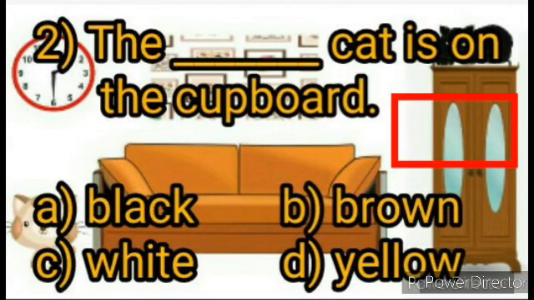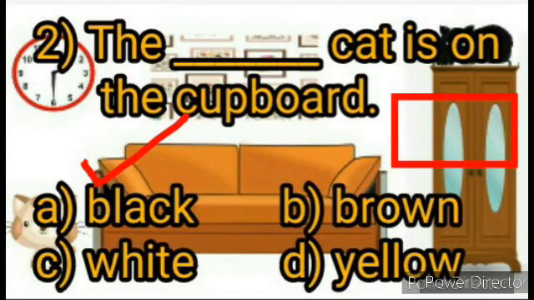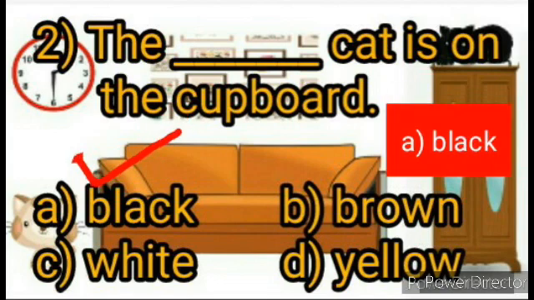The dash cat is on the cupboard. Option A black, option B brown, option C white, option D yellow. Which color cat can you see on the cupboard? Black. Option A is the correct answer. Tick option A and write the correct answer in the box.